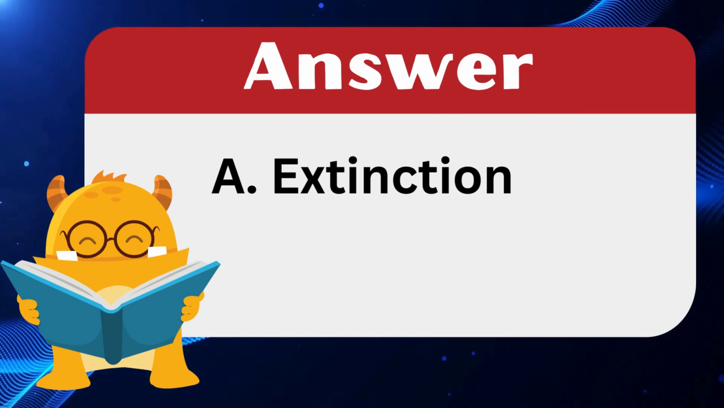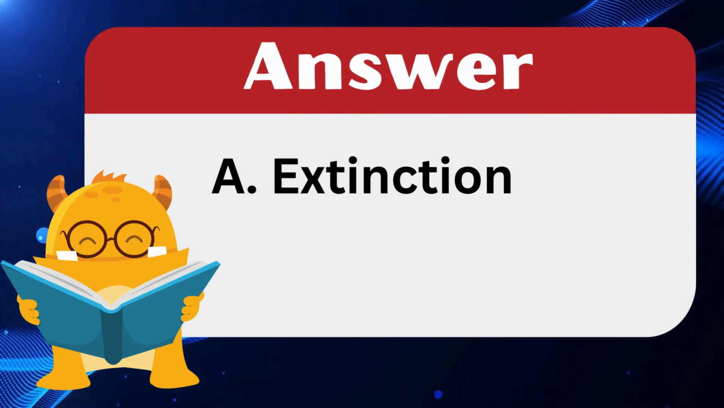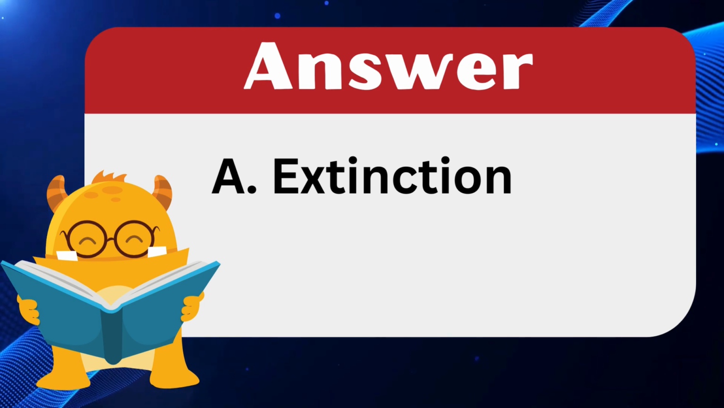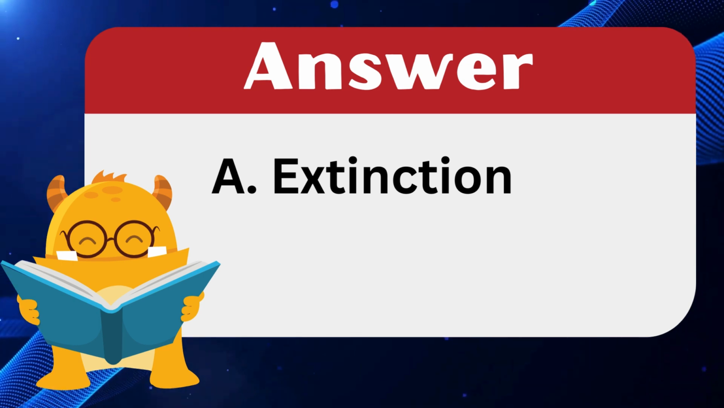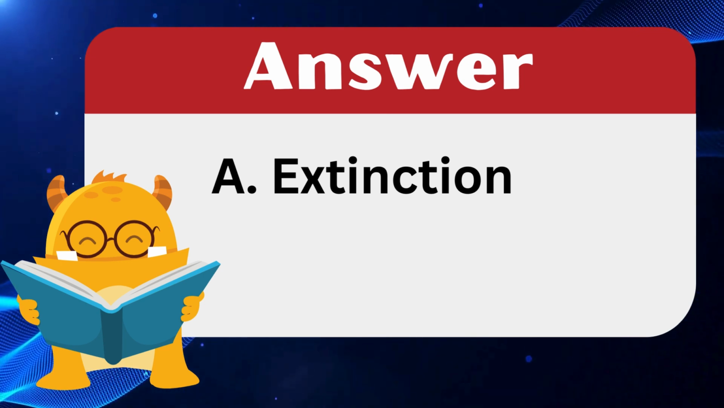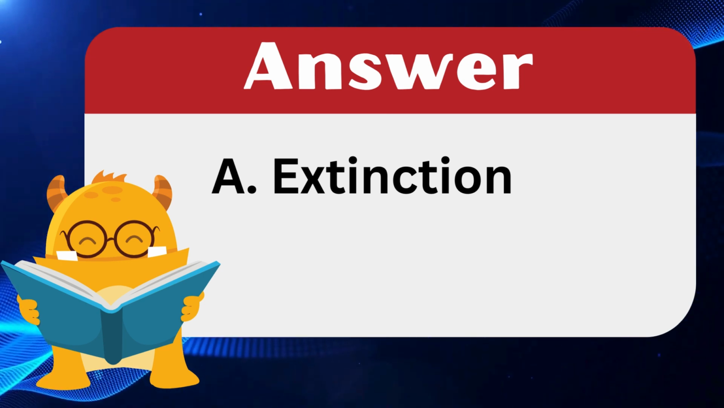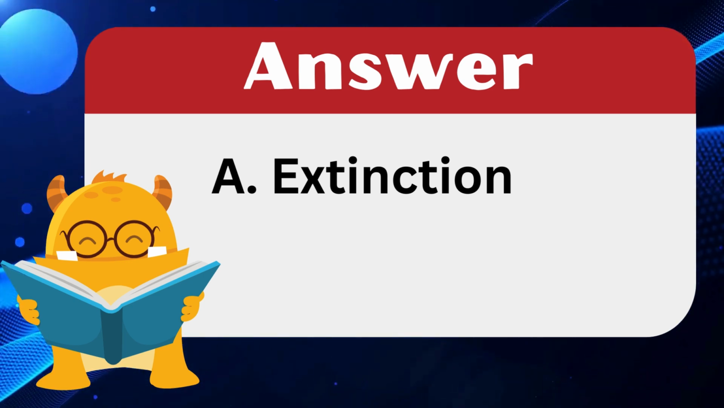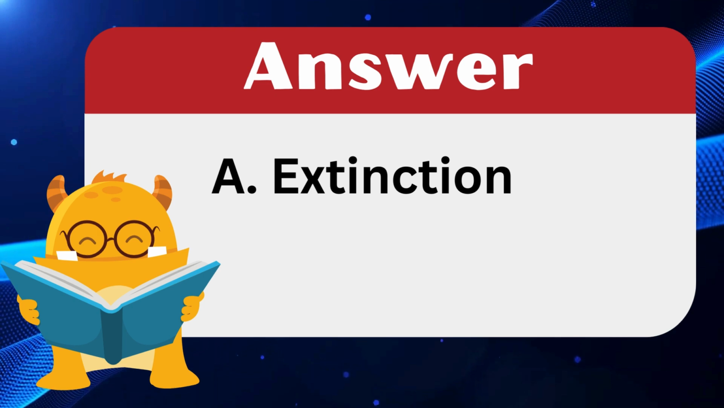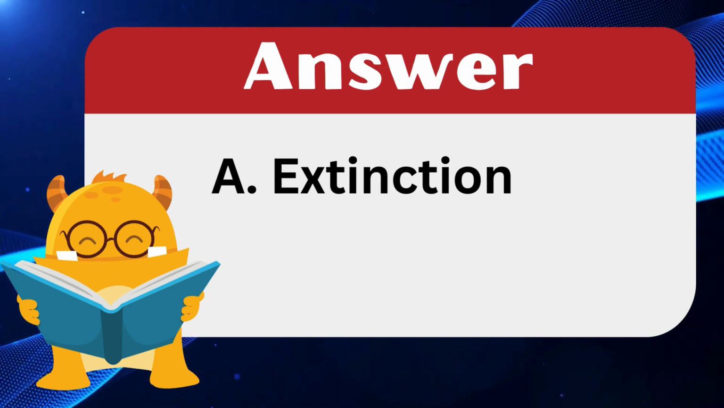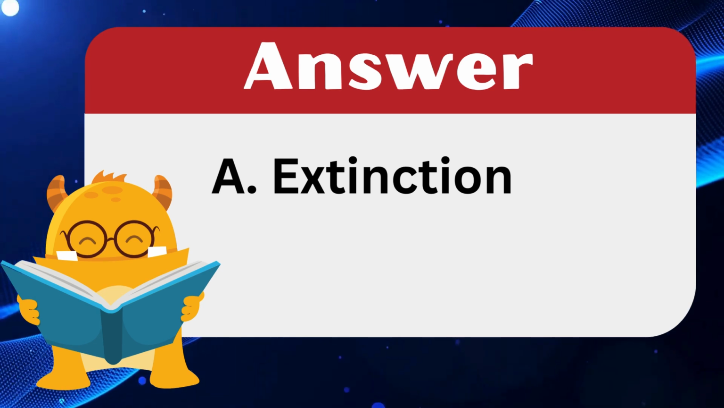A. Extinction. Extinction occurs in classical conditioning when the conditioned response, CR, diminishes or disappears upon presenting only the conditioned stimulus, CS, without the unconditioned stimulus, US. For instance, if a bell rings, CS, repeatedly without the delivery of food, US, the dog's salivation, CR, will diminish, illustrating the weakening of the association between CS and US.